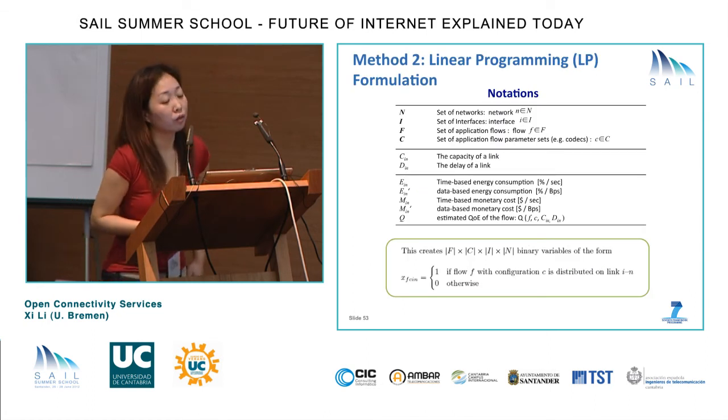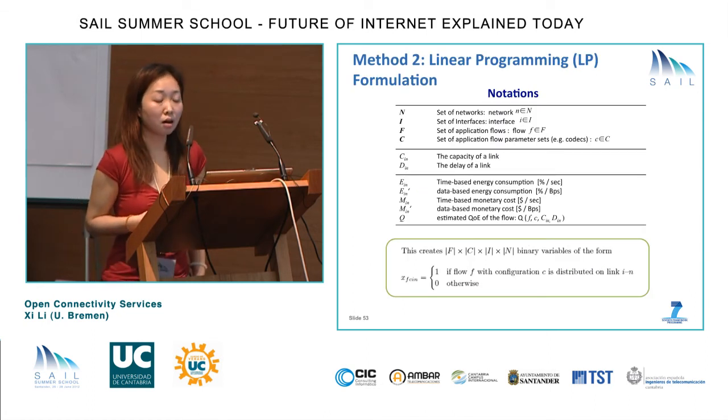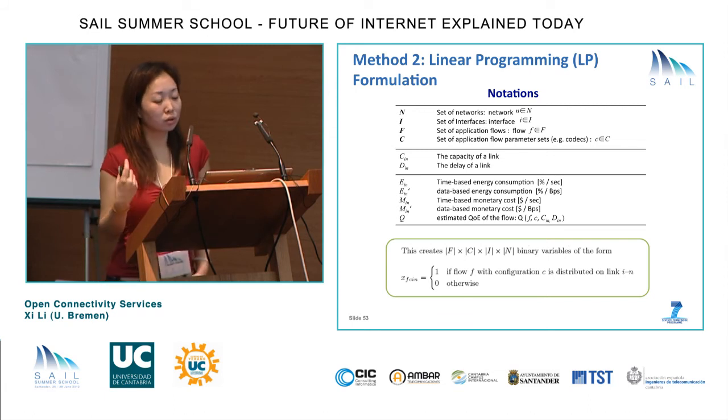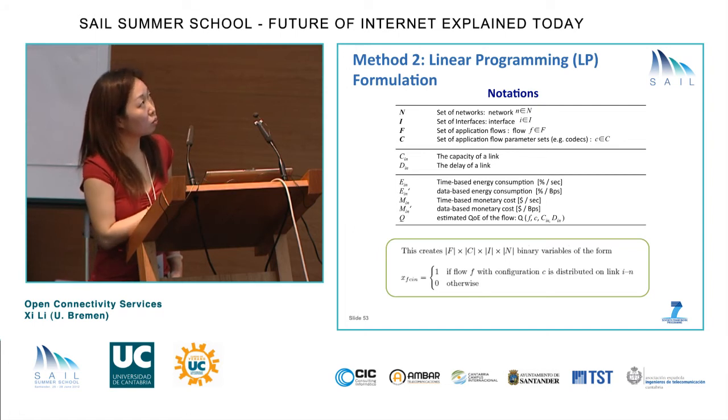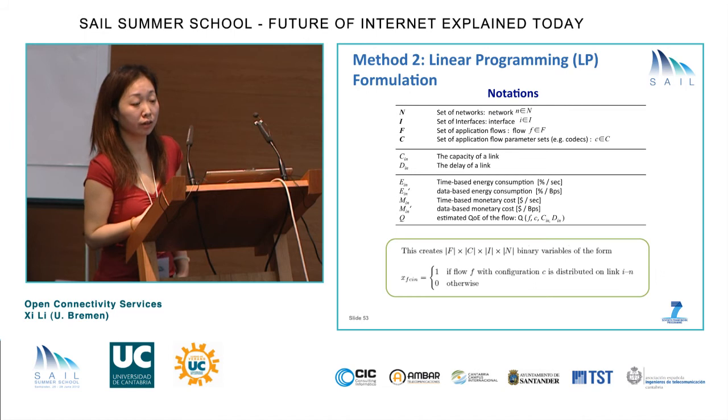So that's how we're doing with the linear programming technique. So now we first define the following notations. Here are the parameters we define for the available set of networks, the available set of interfaces, the set of transmitting application flows per user, and for each application flow, we also define a set of application flow parameters. For example, for one video service, we will have a number of different video codecs.